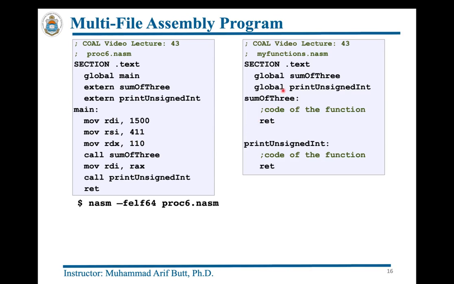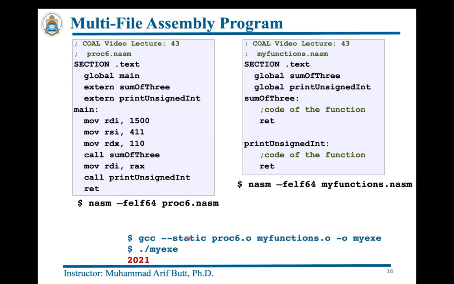And this is another assembly source file, which only contains the definition of these two functions. Sum of 3, the code is here. I have not written it over here on the slides. And print unsigned int, the code is over here. Moreover, note that I have used the global directive over here to declare these two functions so that they can be called from another module. And of course, we can always create the object file of this source file by using this command. So after these two commands are executed, we have two .o files.